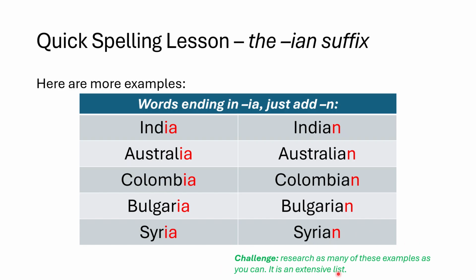Here's a challenge for anybody who would like to extend their understanding of this rule. Research as many of these examples as you can. It's quite an extensive list. These are only a few examples.